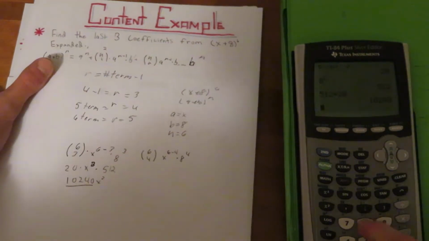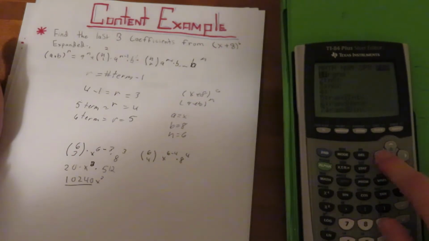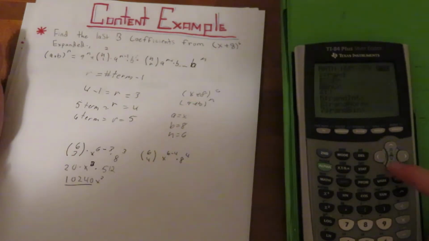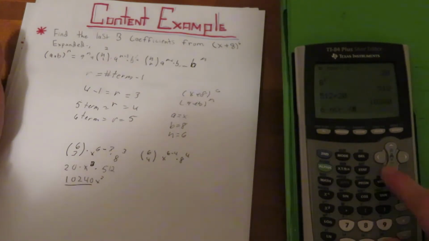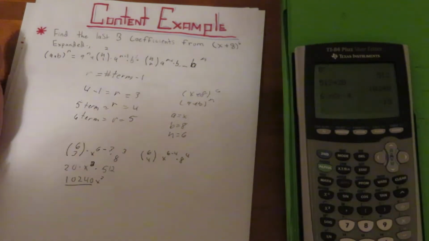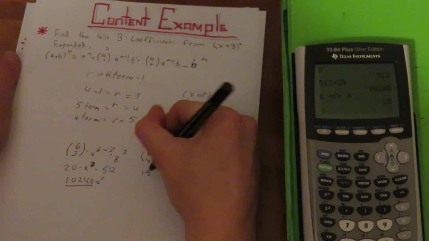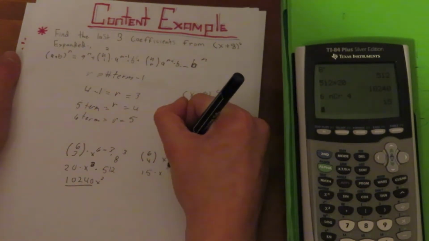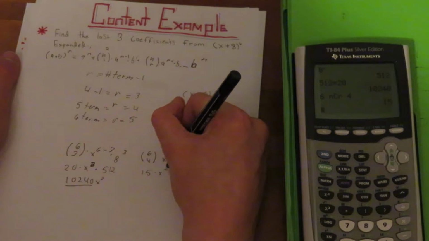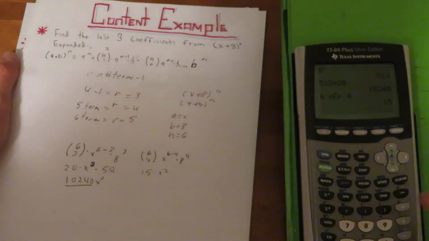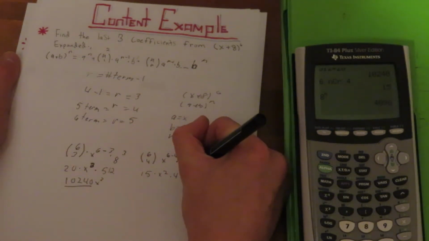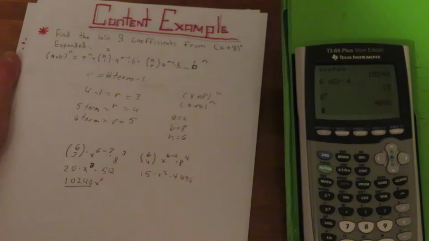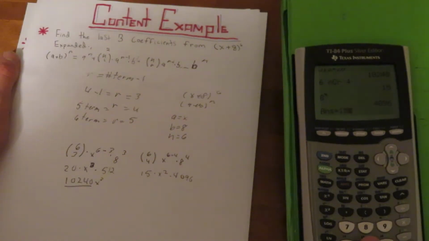We type all of this into our calculator. Math, nCr, 6, 4, 15, times x to the power 2, times 8 to the power 4, which is 4,096 times 15.